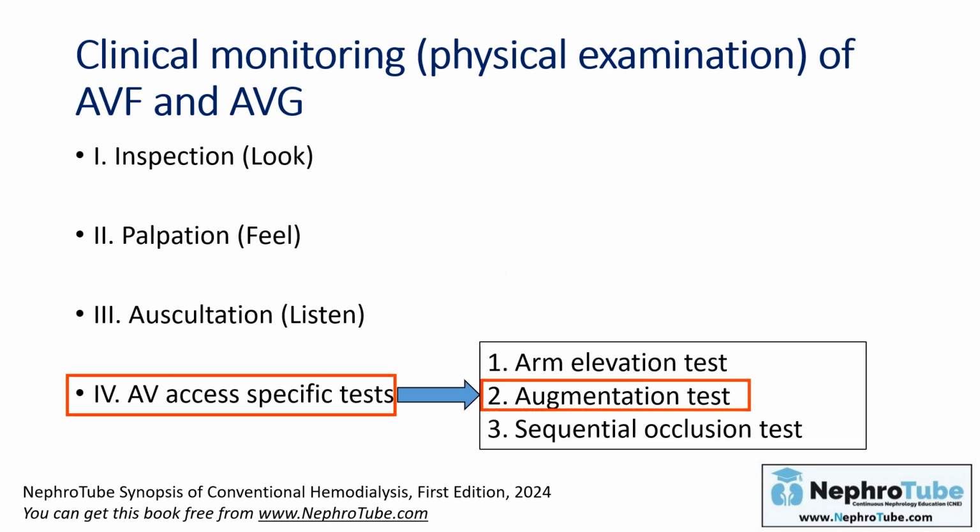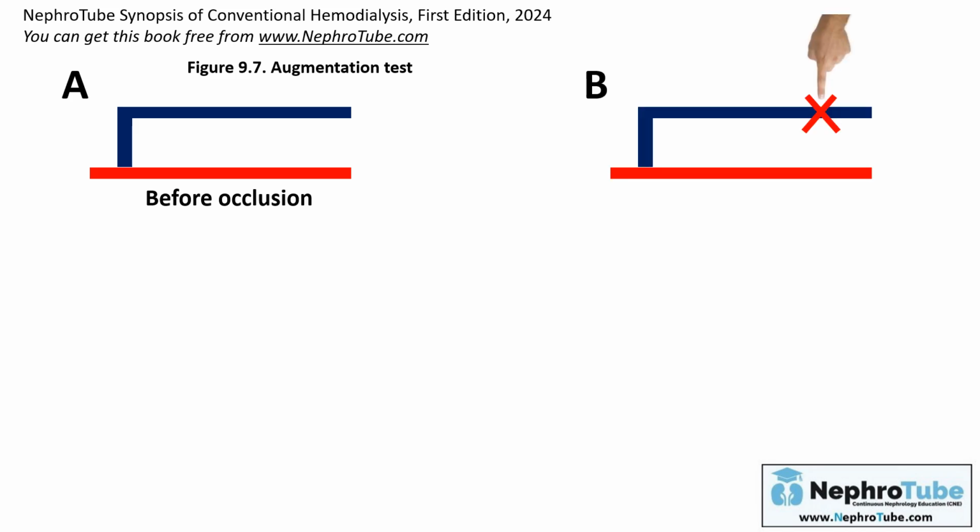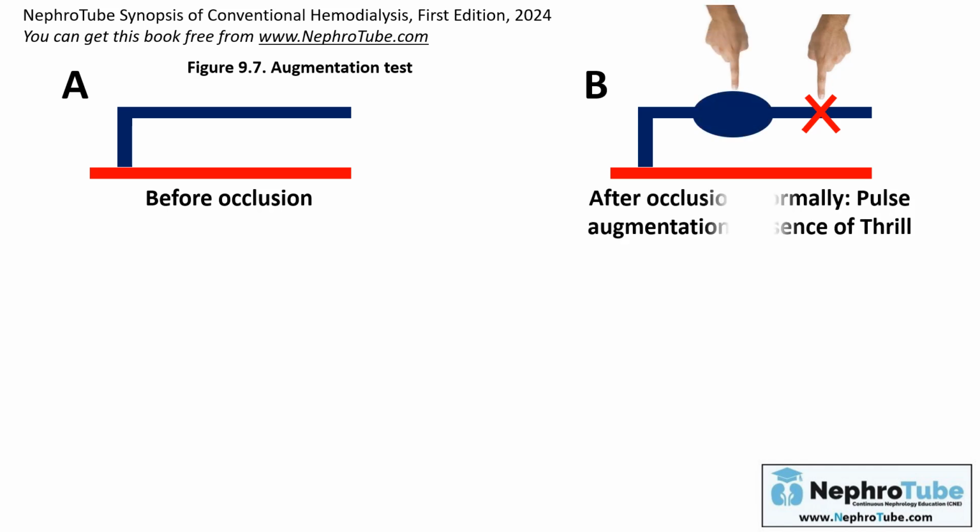The second is the augmentation test. Its importance is to assess the possibility of inflow stenosis. You have to place one of your fingers on the outflow segment here and press down to occlude the AV access. Then feel the pulse with the other finger distal to the point of occlusion. Normally, there will be pulse augmentation and the thrill will disappear.